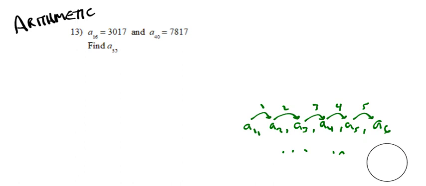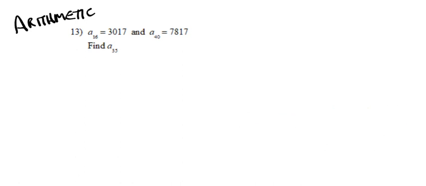Alright, so let's look up here. Finally, we are given the 16th term, 3017, and we added something to it, okay? Arithmetic sequence is constant addition. We added something numerous times, some number of times. And we want to know the difference to get us to 7817.